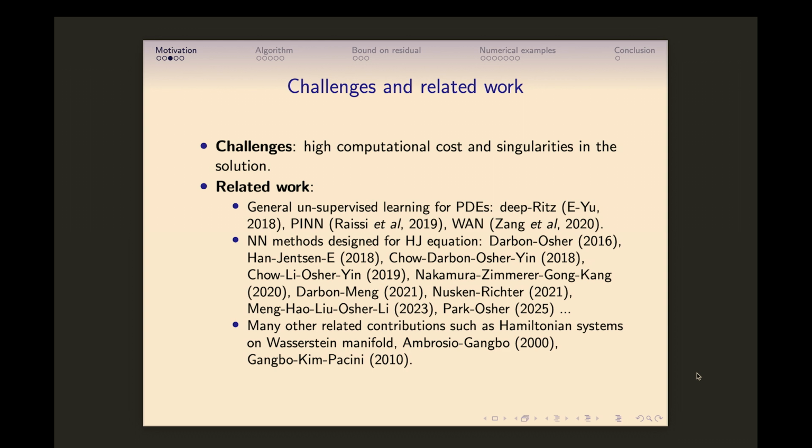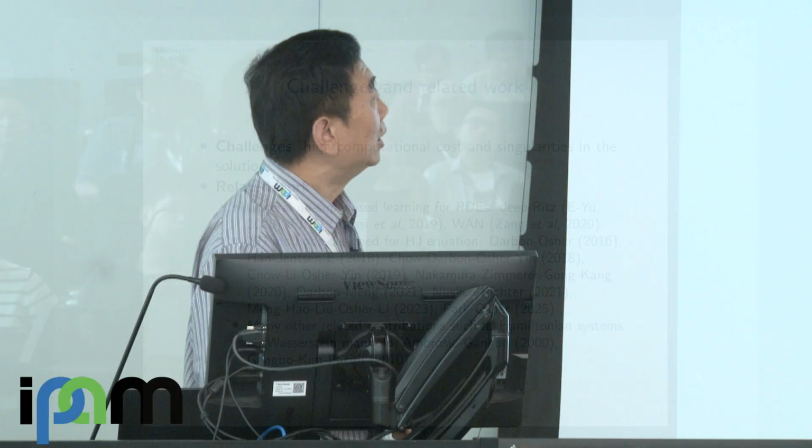There is a lot of work, and I could run the entire talk by reading the names for the entire morning and probably run out of time. So I will just take a few commonly known ones, like Deep Ritz, PINN or WAN, this type of general strategy to solve PDEs. You could apply them to higher dimensions. They are not specially designed for a particular PDE; it's a strategy you can use for any PDE. But if you focus on the Hamilton-Jacobi equation, then there is a lot of work in recent years.